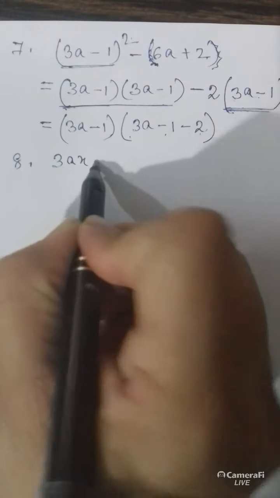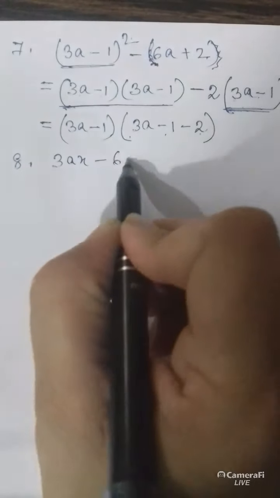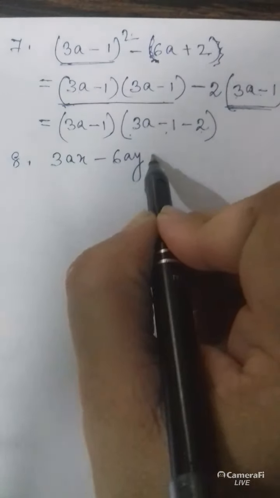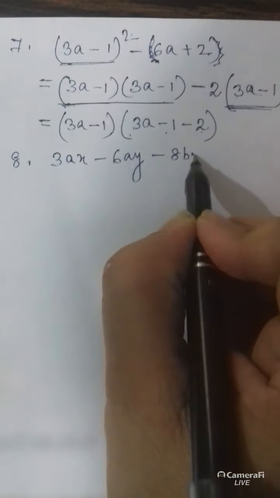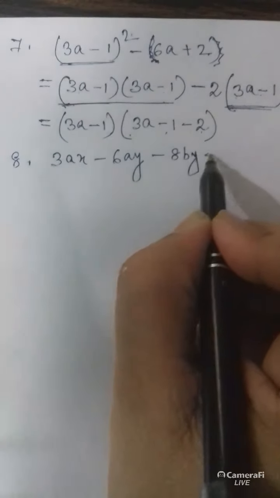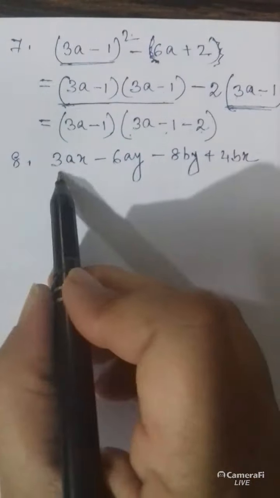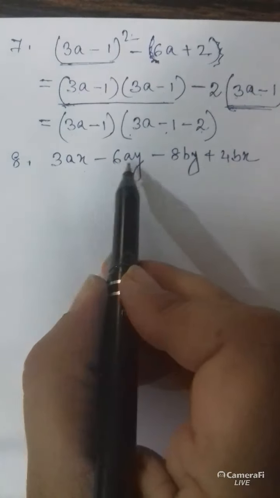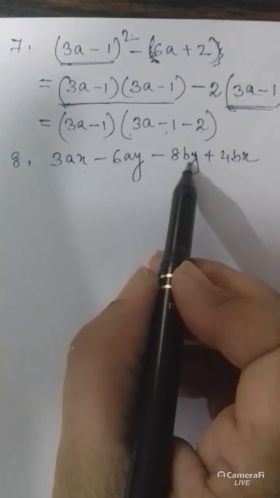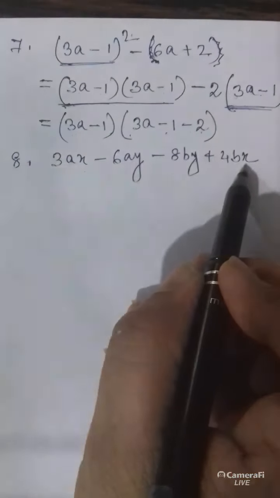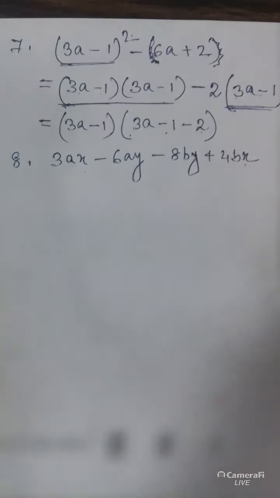(3ax minus 6ay minus 8by plus 4bx). 3ax minus 6ay minus 8by plus 4bx. In this expression, it is not possible to take out one common factor. So we have to factorize it by grouping method.